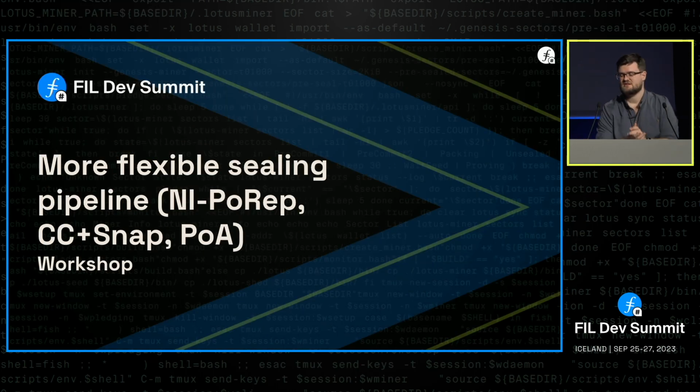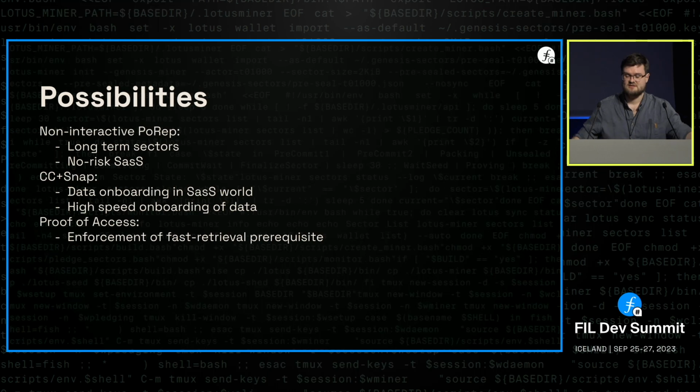So next session is a workshop. I would love to engage with you a ton. The topic is a more flexible sealing pipeline. So things like non-interactive PoRep, reducing onboarding to just CC and SNAP, proof of access. So let's discuss. If someone wants to start with a question for any of these, go ahead.